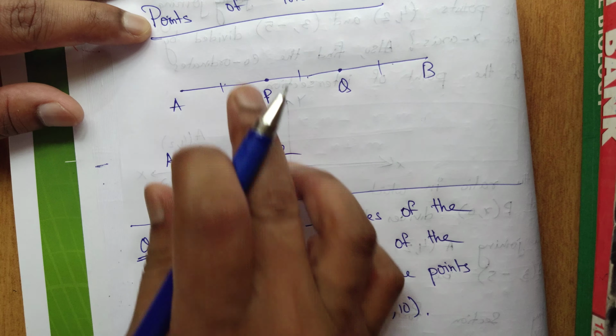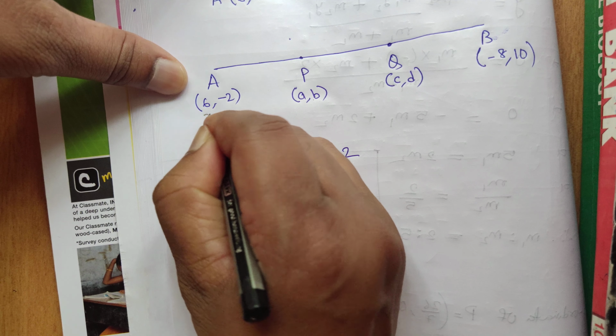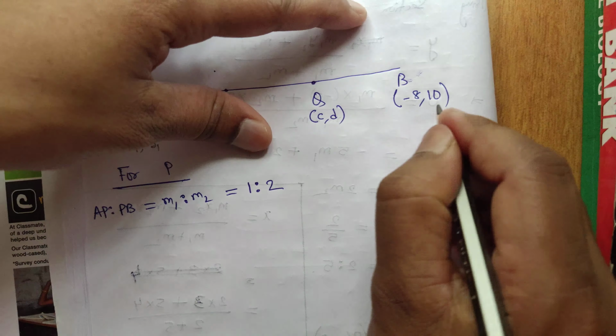It's 1:2. So for P, m1 is to m2 is 1:2, because we are telling AP is to PB is equals to m1 is to m2, and that is 1:2. And this will become your x1 y1 and this will become your x2 y2.